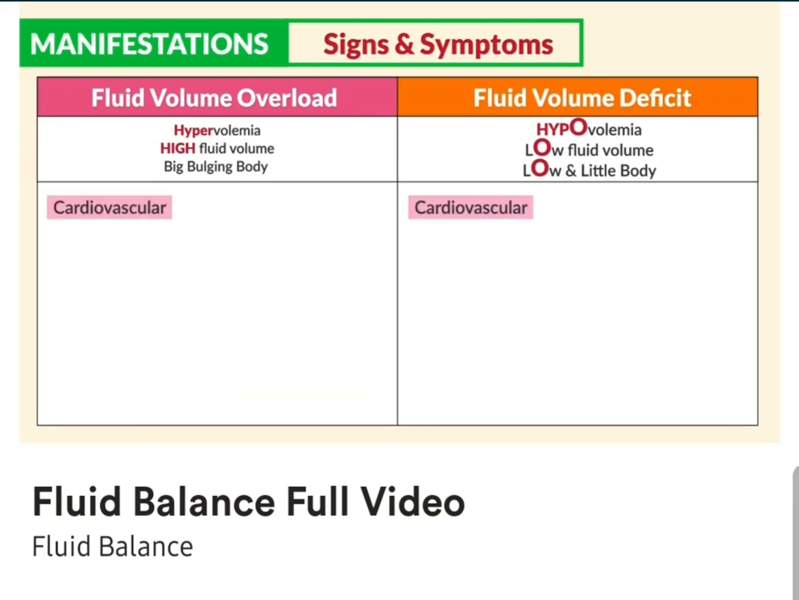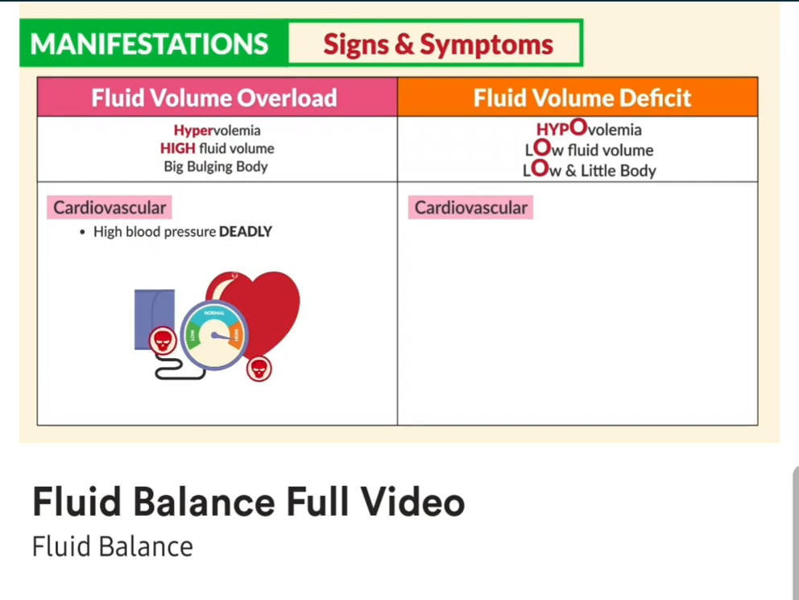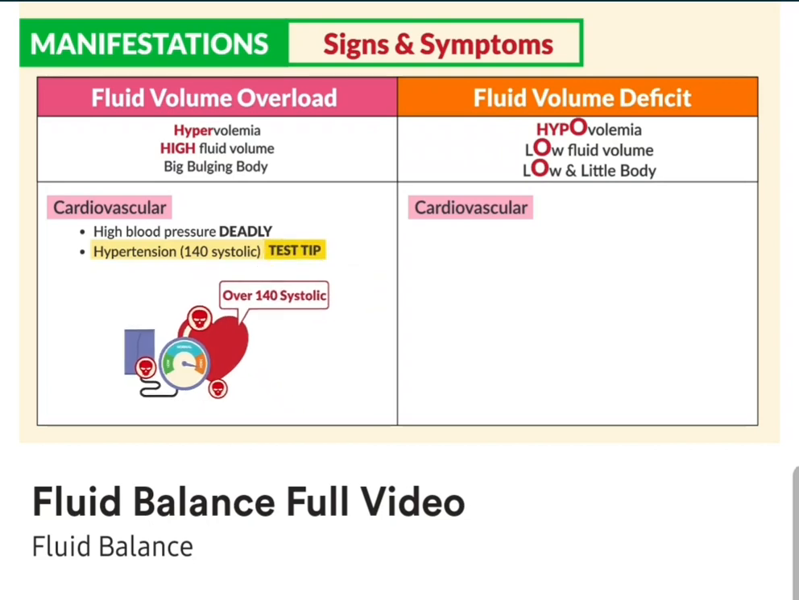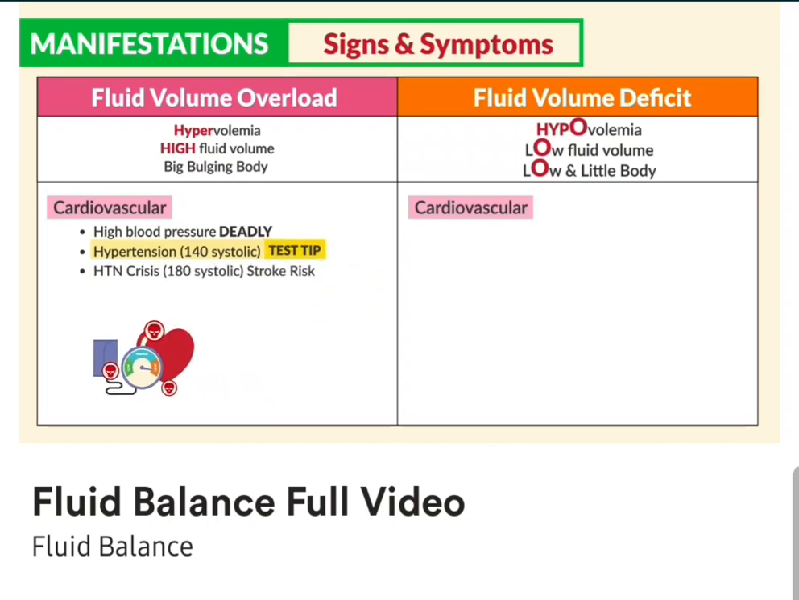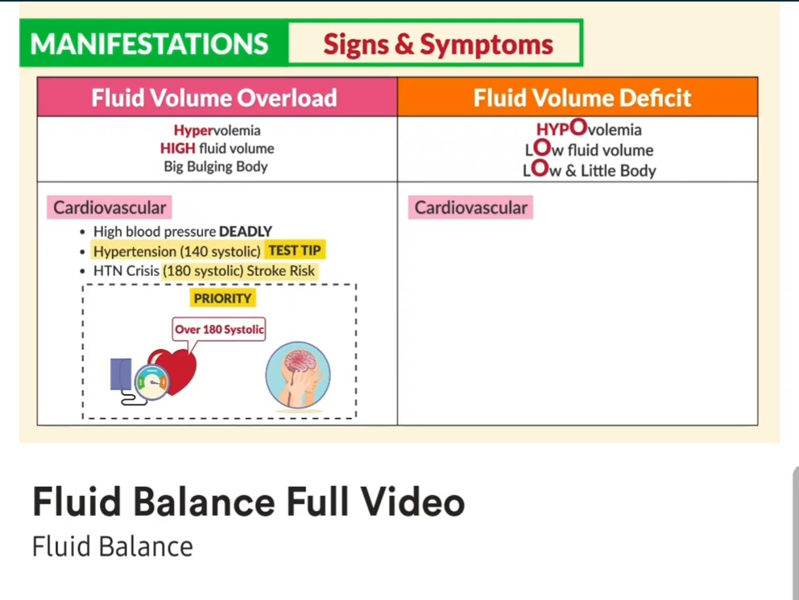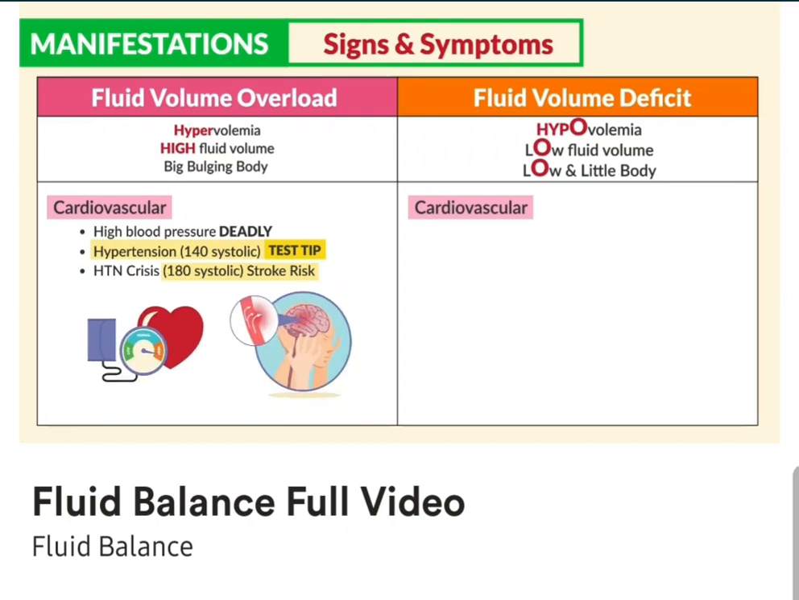Now moving on to the cardiovascular system for fluid volume overload. We see high blood pressure, which can be very deadly. We're talking hypertension, 140 systolic, huge test tip. And another big test tip here is hypertension crisis, 180 systolic, huge risk for a stroke. Now this is priority since high blood pressure can kill the client via hypertension crisis, resulting in a stroke. We're talking blood pressure so high that it can rupture small little blood vessels within the brain, aneurysms here.